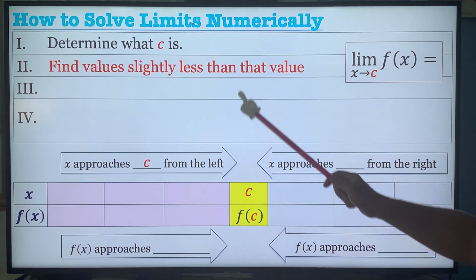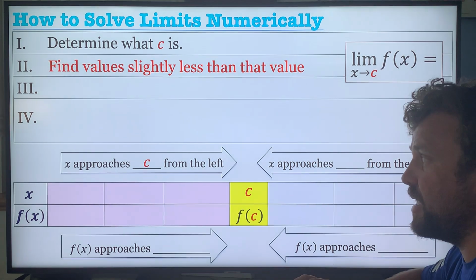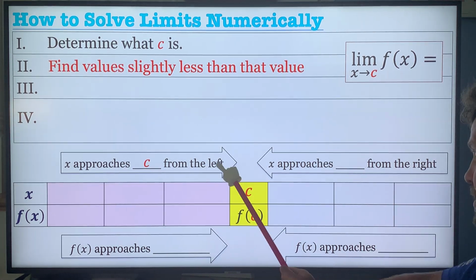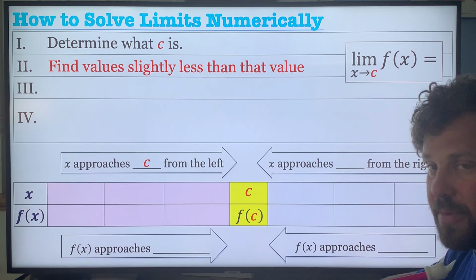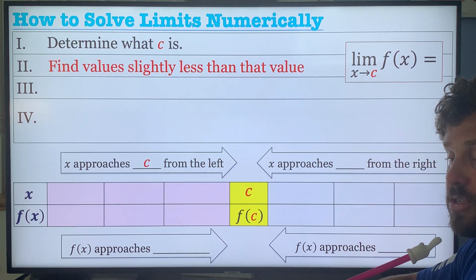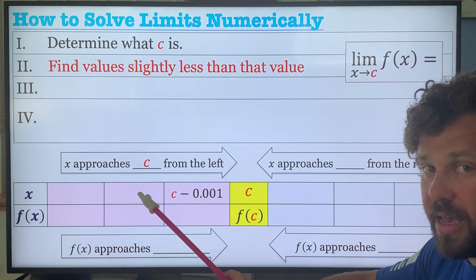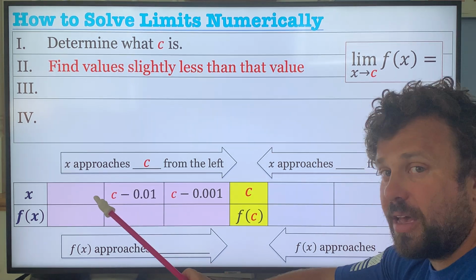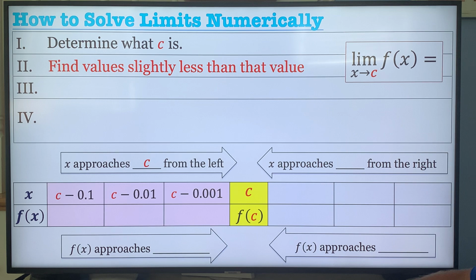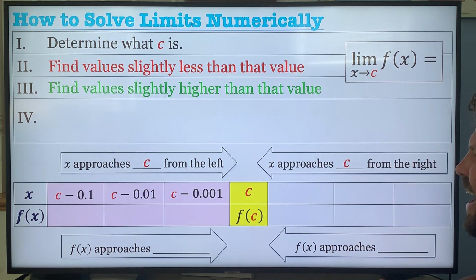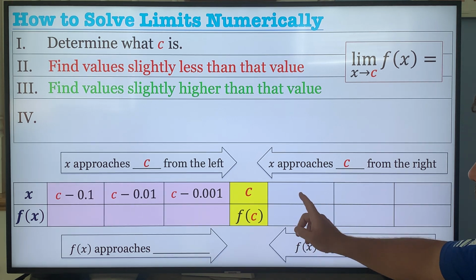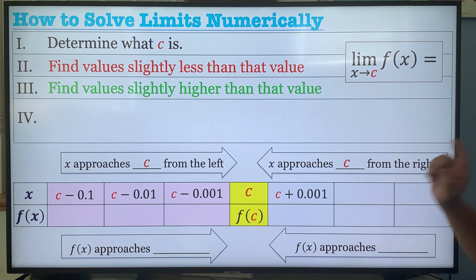If you get undefined here, you have to find values slightly less than. So you want to know as x approaches c from the left. So you remember how to find values slightly less than? You subtract a 1,000 from this number. You subtract a 100, and you subtract a 10. Very good. And then what you're going to do is you're going to find the value slightly higher than this value as x approaches c from the right. And you do that by adding 1,000, by adding a 10th, and by adding 100.